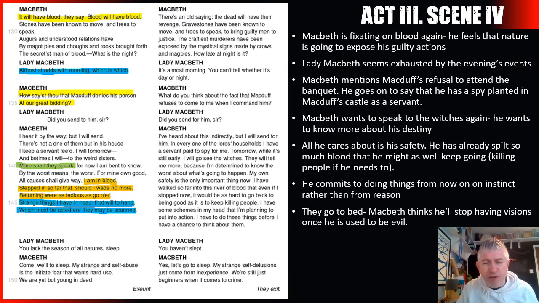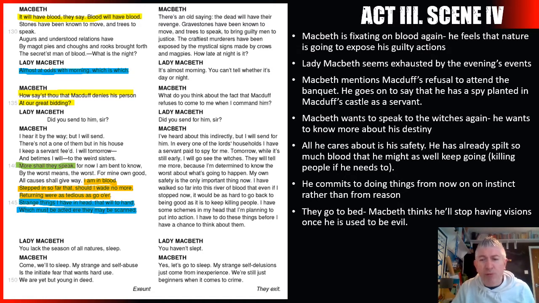So he's got some strange thoughts in his head, but what he's planning to do with those strange thoughts is not think about it. He's going to let his hand do whatever it wants to do. So he's going to act now on instinct and not second guess and ponder and delay. He's going to work on impulse. Lady Macbeth says, "You lack the season of all natures, sleep."